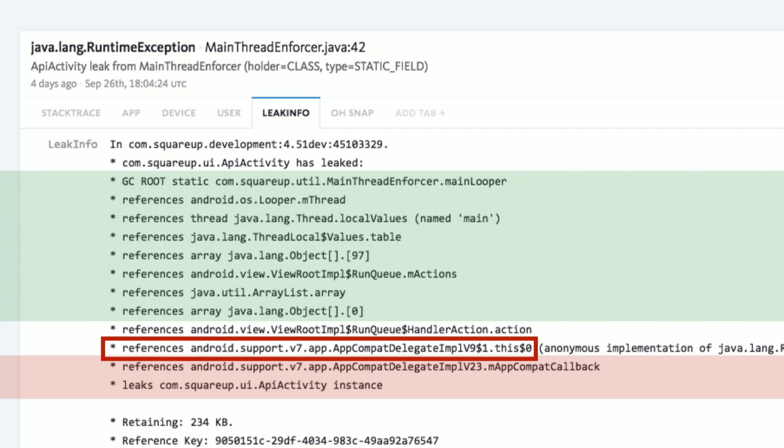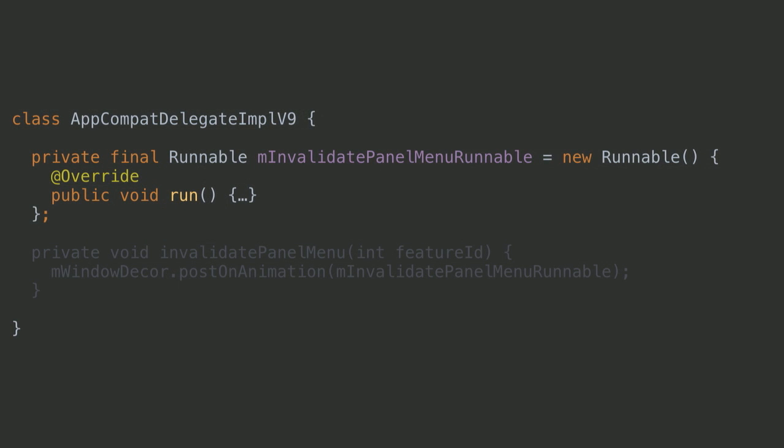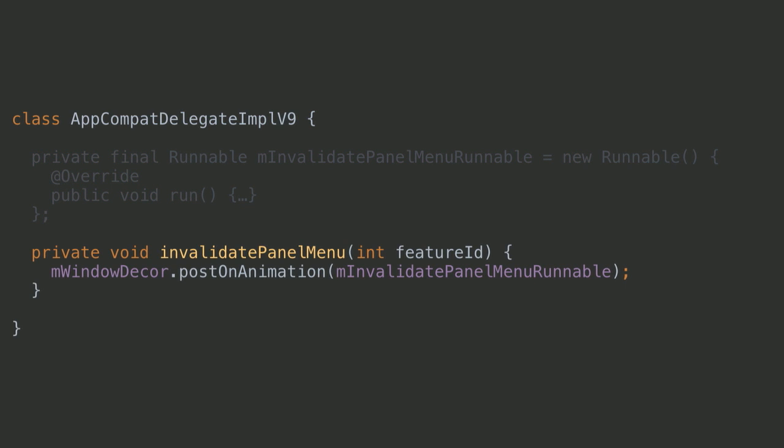And so there's something that's referencing that. And so if we look at the code, we actually see that there's a runnable, invalidate panel menu runnable. And it's apparently leaking. So where is it used? It's used in invalidate panel menu. And it posts on a window decor, which is a view. It posts that runnable.